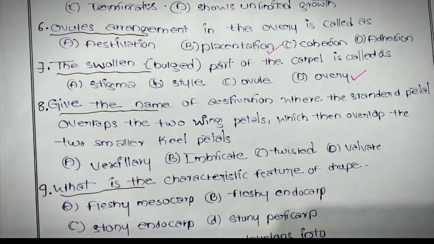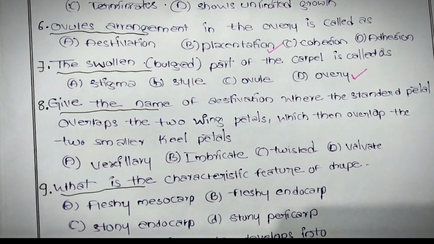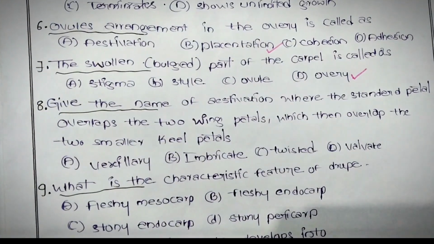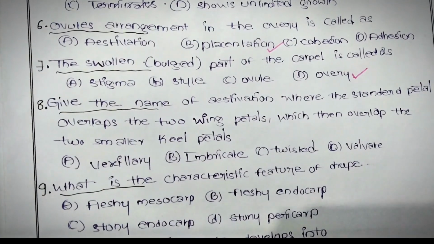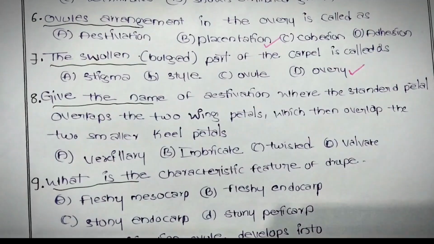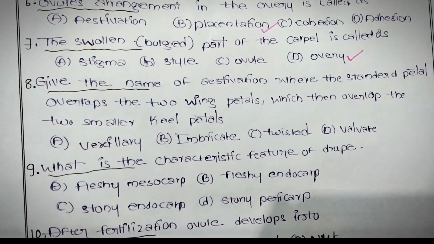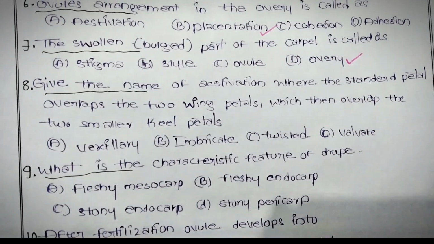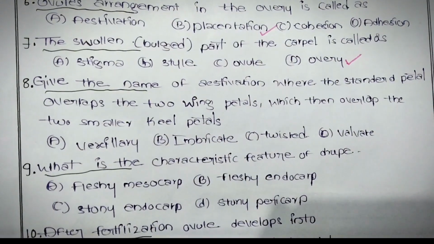The middle elongated stalk-like part is called as style. The upper cushion-like receptive part is called stigma, which perceives pollen grains. Okay. So let's see the next question.